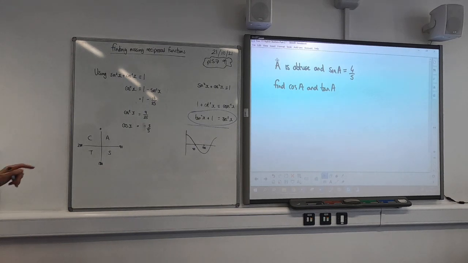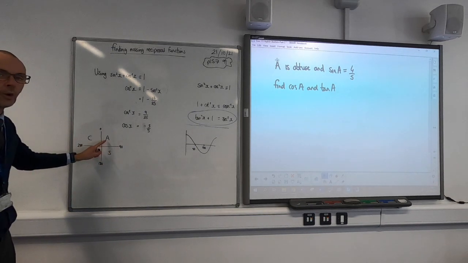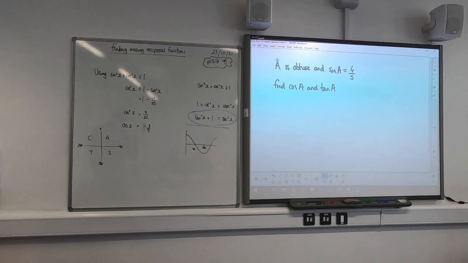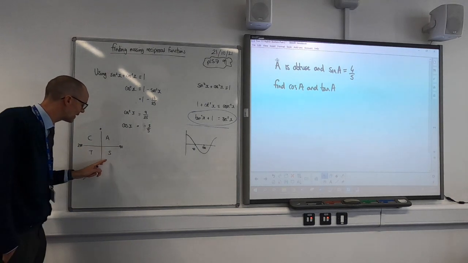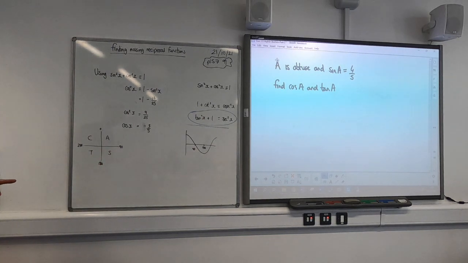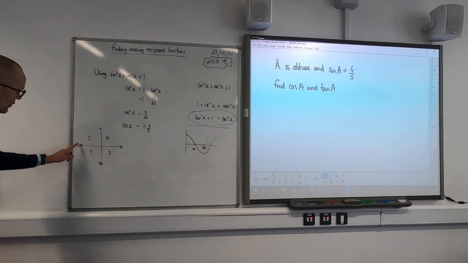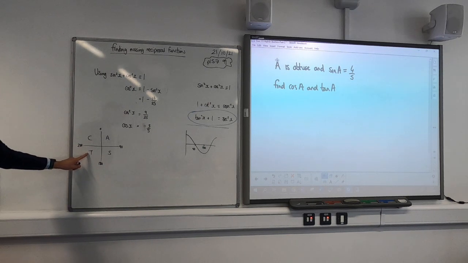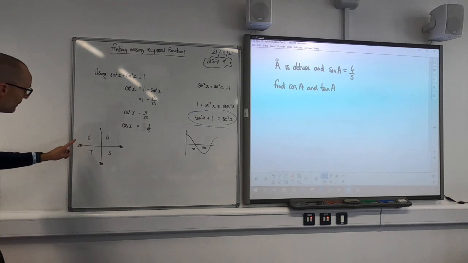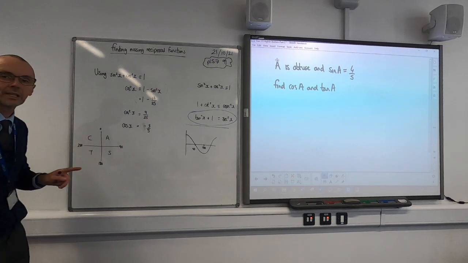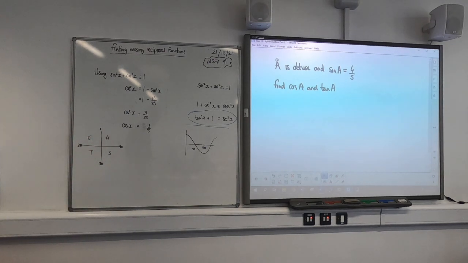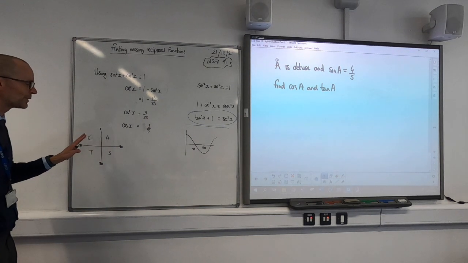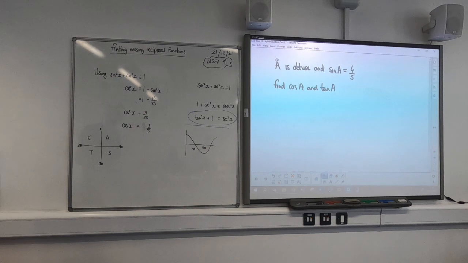And it reminds us that between 0 and 90, all of them, sine, cos and tan, are positive. So the diagram is showing us what's positive. Between 90 and 180, only sine is positive. Between 180 and 270, only tan is positive, sine and cos are negative. And between 270 and 360, only cos is positive, sine is negative, tan is negative. So that CAST diagram helps us remember in questions like this whether we're dealing with positives or negatives.